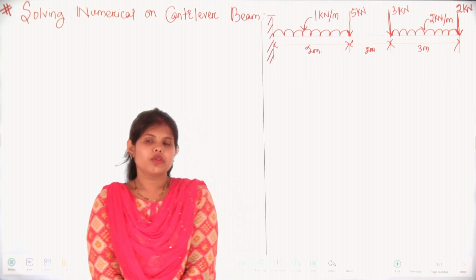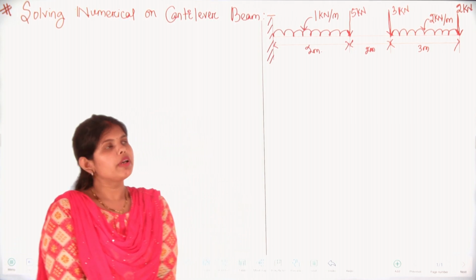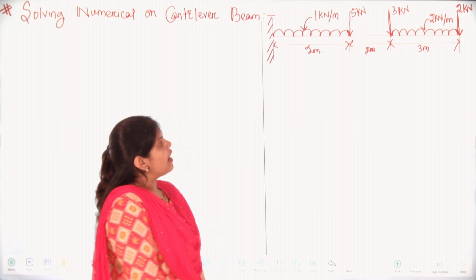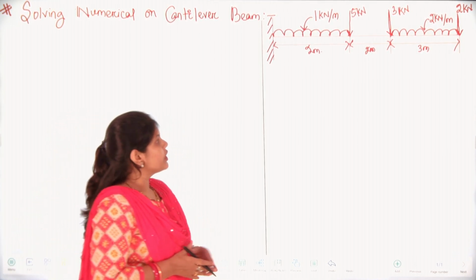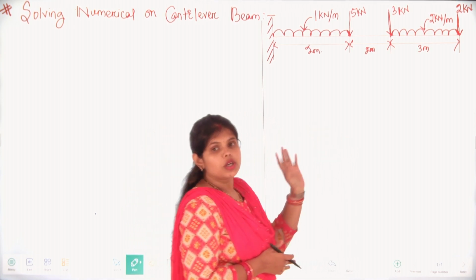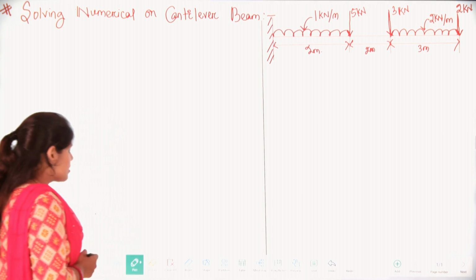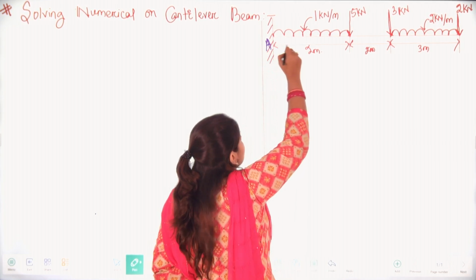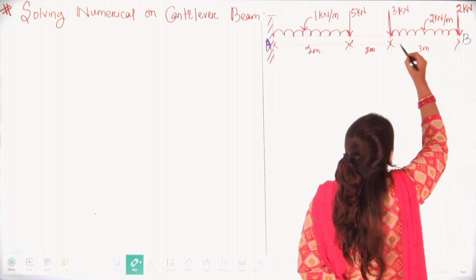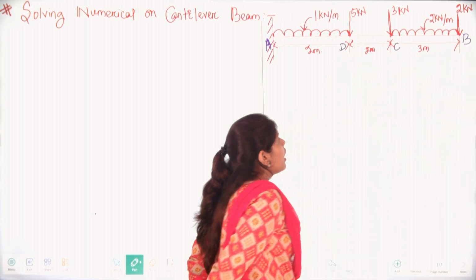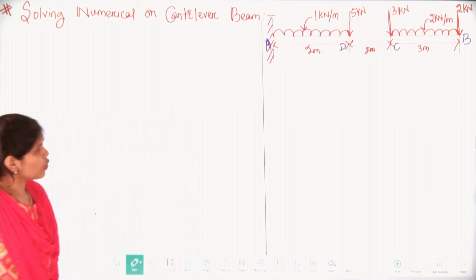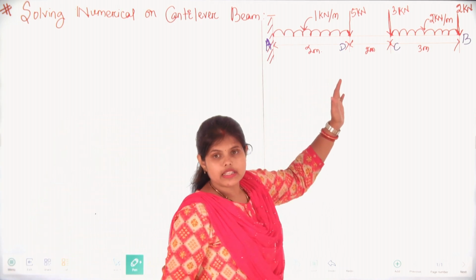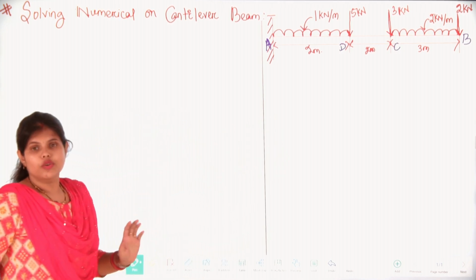As we are continuing with solving numericals on cantilever beams, here we have one numerical with a cantilever beam and two UDLs with three point loads at different stations. Our work is to find out shear force and bending moment at different points. So name it accordingly. Here we have A, B, C and D. As we have already done before, we will calculate shear force and bending moment at these four points and then draw the shear force and bending moment diagrams.